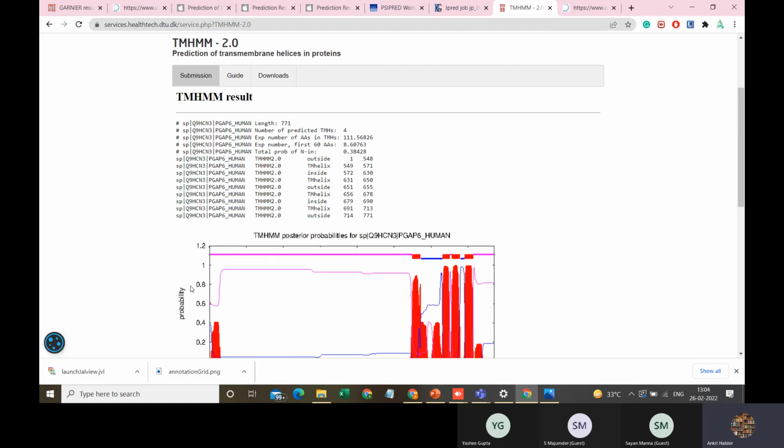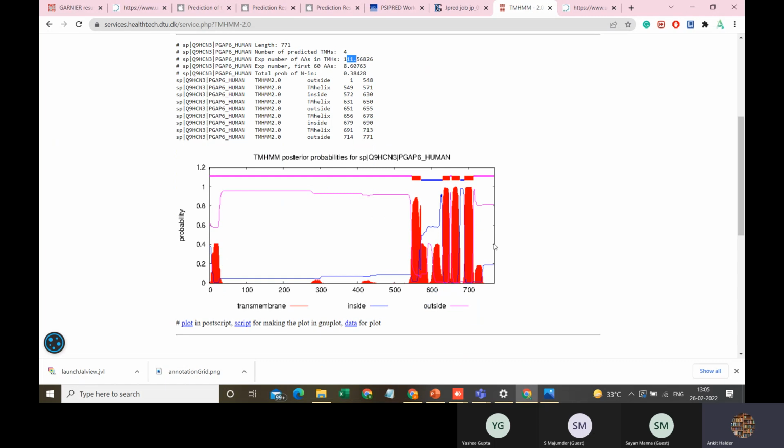So here you can see that it has predicted helices, and the number of amino acids is much more. We can see that the probability is high for many amino acids to be in the transmembrane and a little less to be inside and outside. So this is the kind of transmembrane protein we can see from the result. In this way we can identify the sequences. Using this tool we can identify whether a protein is a transmembrane protein or not.